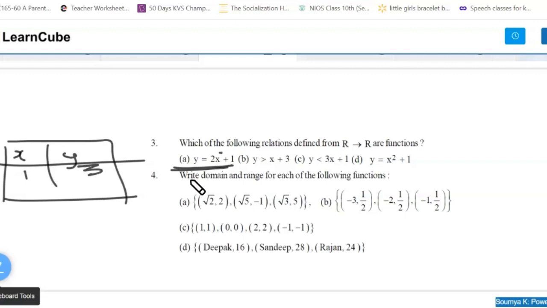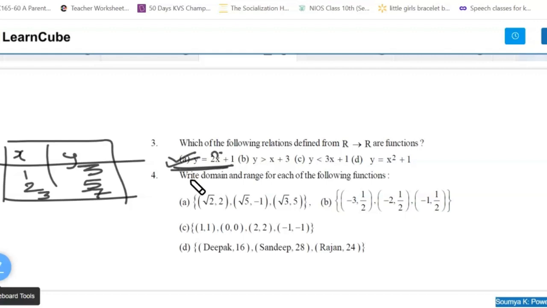So Y becomes 3. If X is 2, in that case 2 into 2 plus 1, that is 4 plus 1, 5. Again 2 into 3 plus 1, the value will become 7. Okay, this is the case in the first question. So this determines it is a function. For each unique value of X, you have a value in Y. So this is a function.